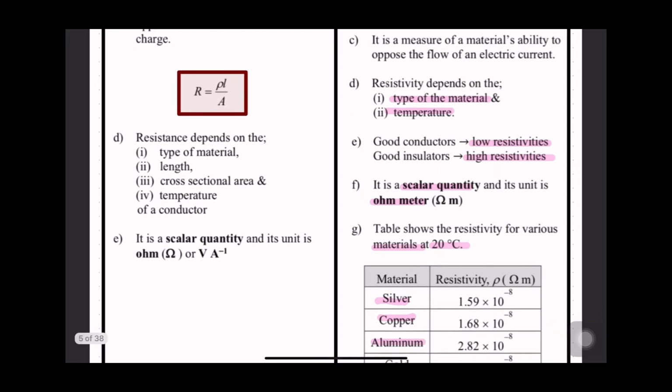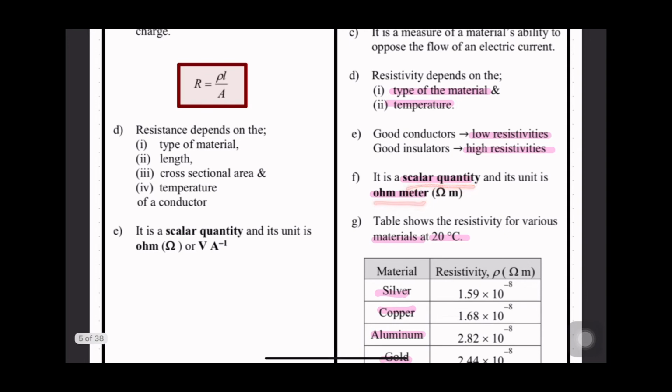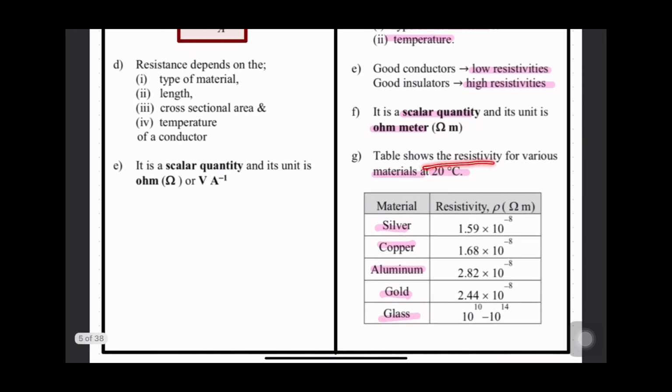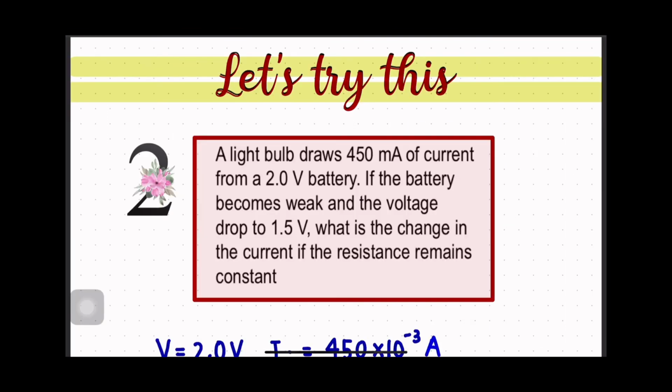Skala kuantiti dan unit adalah ohmmeter. Ni adalah resistivity ohmmeter. This table shows the resistivity for various materials at 20 degree Celsius. Kenapa 20 degree Celsius? Ni adalah reference temperature pada overseas punya book lah. Okay, so kita pun pakai. Alright, so different materials will produce different resistivity. So maksudnya resistivity ni hanya bergantung kepada material dan temperature sahaja. Okay, so let's try this.